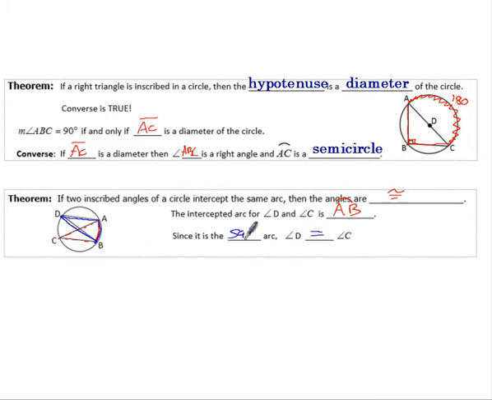Because they intercept the same arc, so because they're intercepting this same part here, that means that angle D has to be equal to angle C, or congruent.